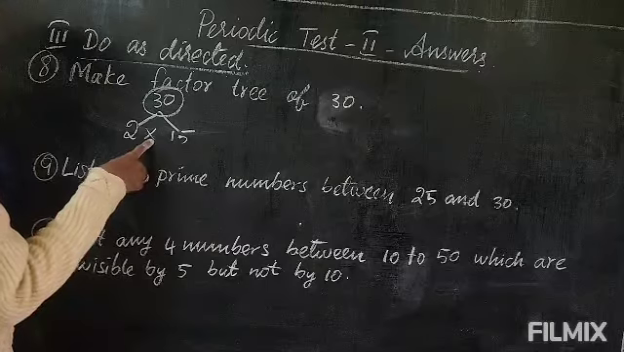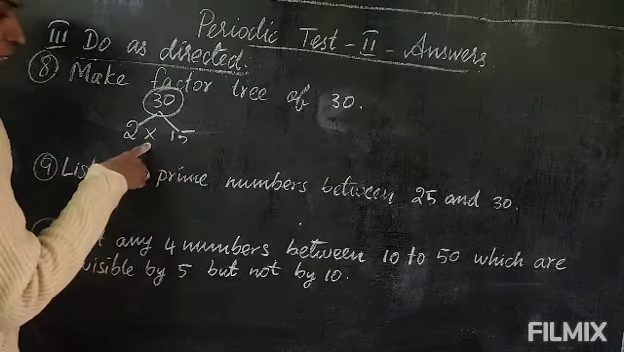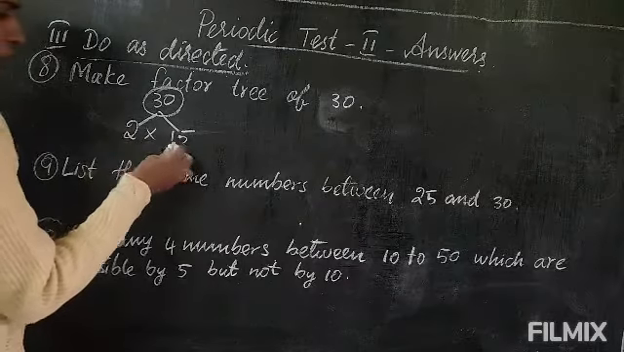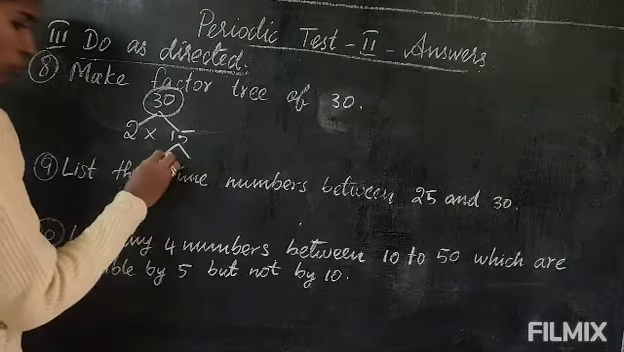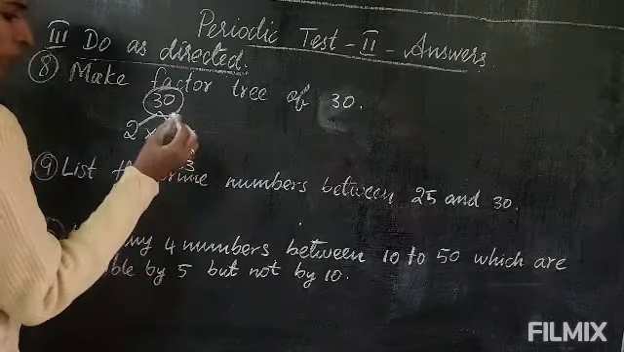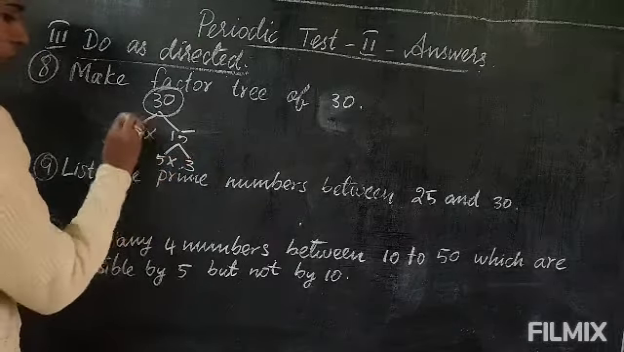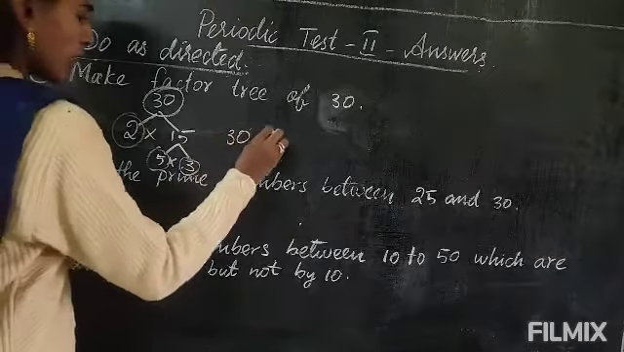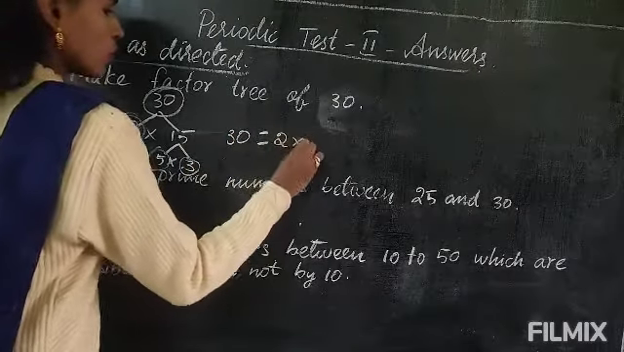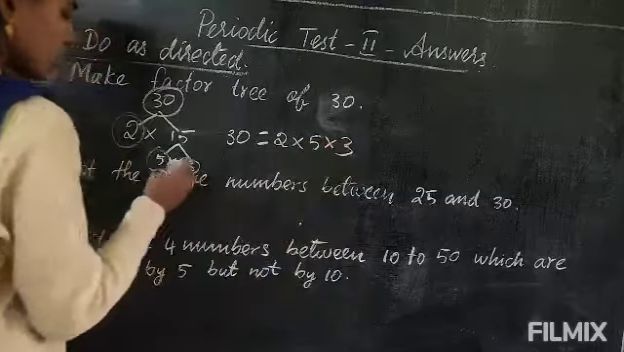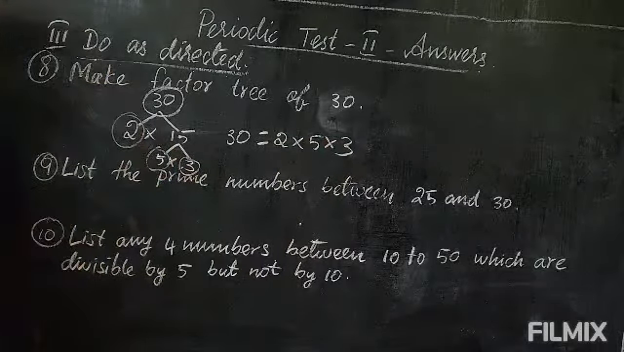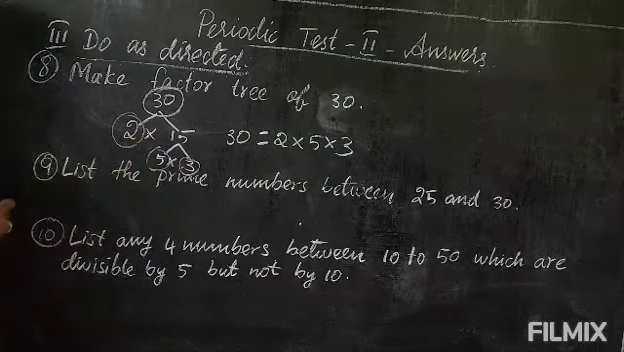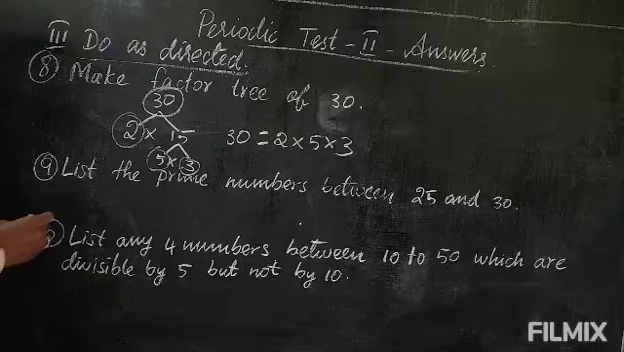Multiplication was not there. Many of you have written only 2 and 15. There should be a multiplication. Again 2 is a prime number, so now only 15 you will do. So 15, if you do, it will be 5 into 3. So the prime numbers only you will circle, that is 2, 5 and 3. So at the last you have to take and write the answer: 30 equal to 2 into 5 into 3. So this multiplication was missing in most of your answer sheets. Multiplication should be there.